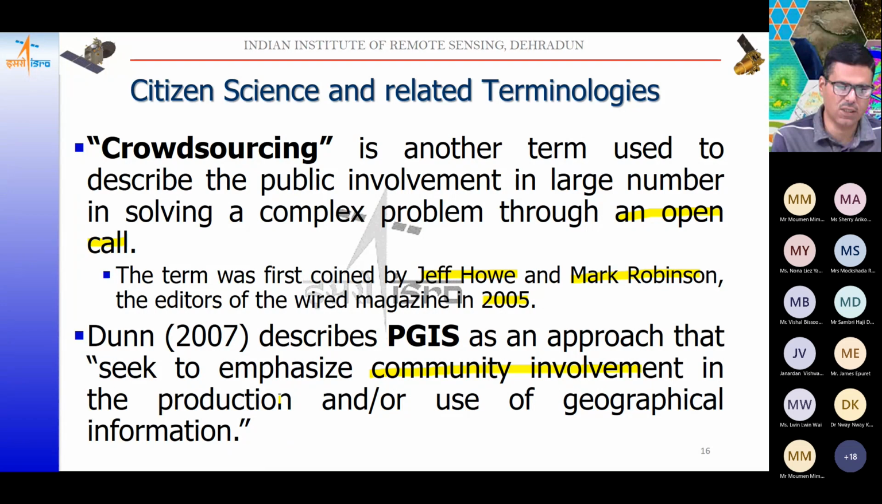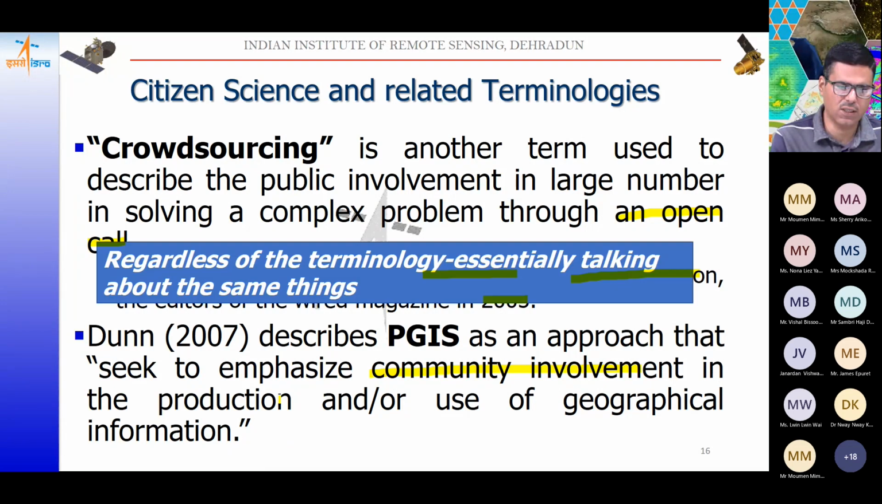So there are various terms, but irrespective of the terminology we use, we are talking about the same thing, which is the involvement of volunteers to support a common cause. It primarily talks about the involvement of volunteers who are non-specialists, who don't have a formal qualification, to assist in project endeavors at various stages, either through the production or the use of geographic information.